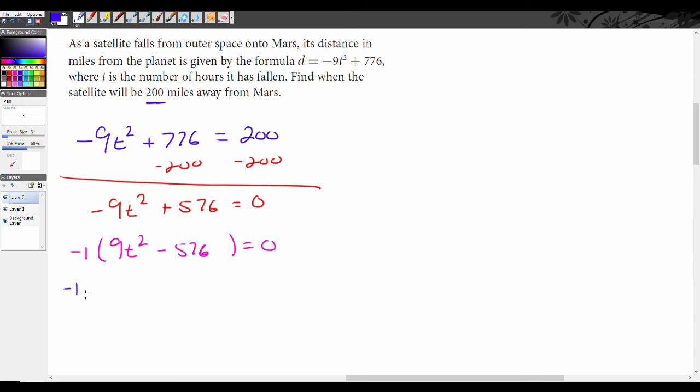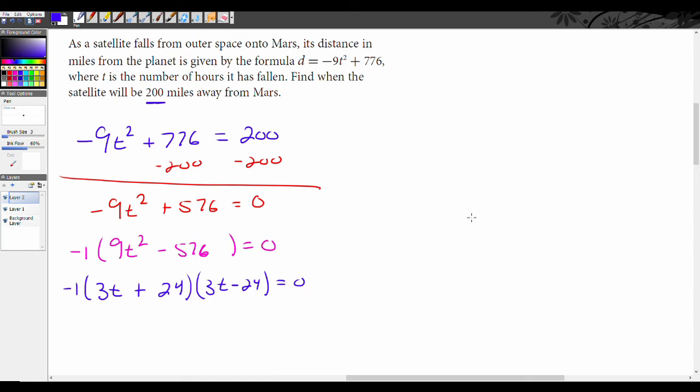So we have here negative 1 times, okay, what is the square root of 9t squared? And that's going to be 3t. And the square root of 576 is 24. And again, since this is negative and there's no middle term, it's going to be 3t plus 24 times 3t minus 24 equals 0.